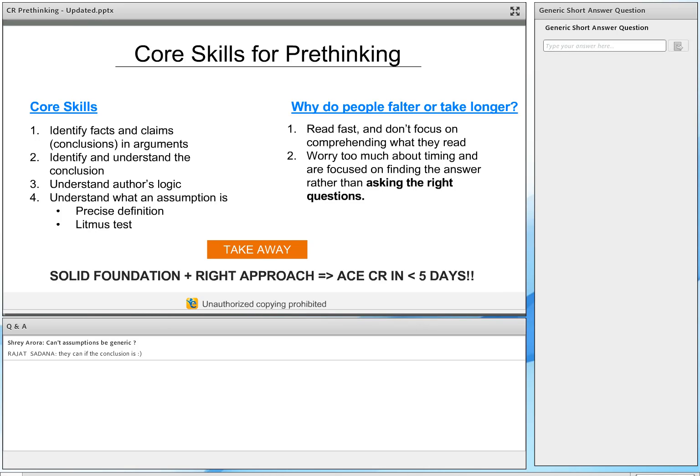As long as you focus on doing things right, as long as you don't worry about the clock when you're learning, if you have the right foundation and this proper approach, you can go from a 30th percentile to a 90th percentile in 5 days. 5 days, that's it. But if you do not have a solid foundation, you can spend months on solving critical reasoning. You won't hit that 90th percentile.